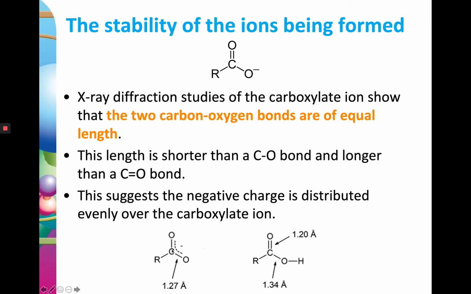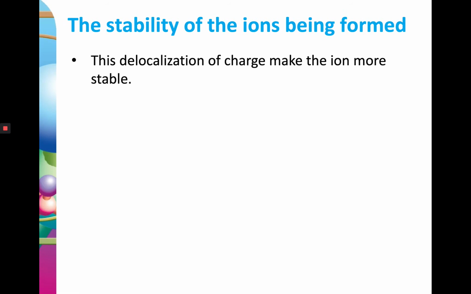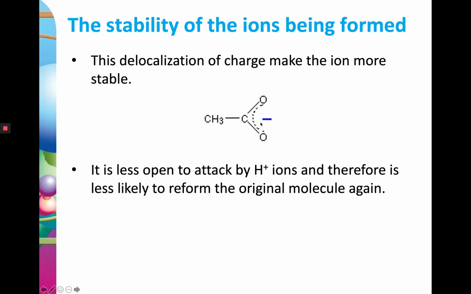So there's a delocalization. Well, it's in a pi bond, so it's a little bit like our alkenes. We've got overlapping p orbitals, and the electrons are now being distributed over essentially three atoms, although obviously they'll be much more concentrated towards the oxygens because they're more electronegative. So that delocalization makes the ion more stable. And there's another visual representation of that. So we've got a single negative charge now distributed over more than one atom. And that actually makes it less open to attack.